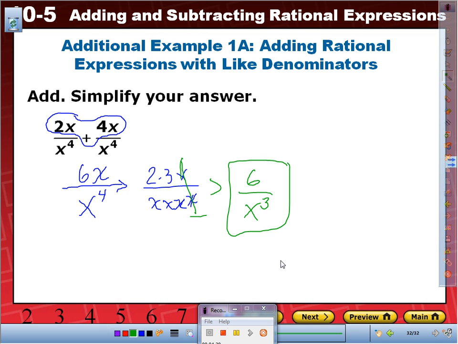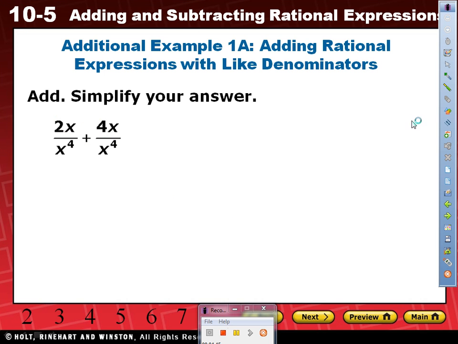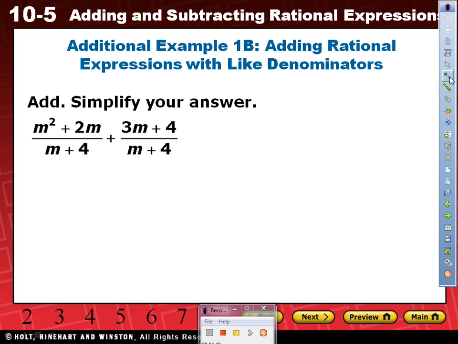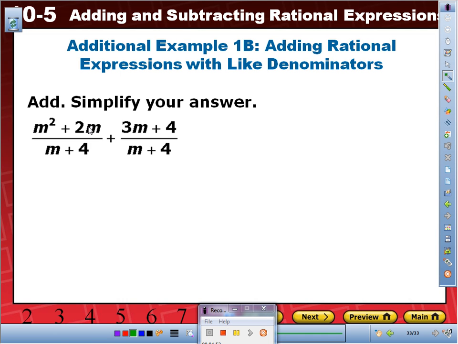Ready? Example number one. I'm sorry. Example 1B. I was going to say number 1B. Example 1B. Copy this down, please. We got m squared plus 2m over m plus 4 plus 3m plus 4 over m plus 4.